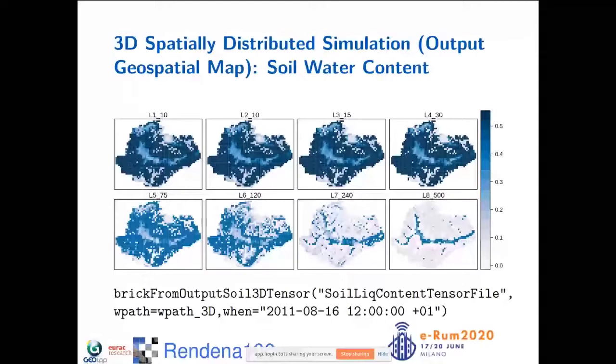And here, with a similar function, just calling the proper keyword, you can have the soil water content simulated by our model, the GEOtop model, at different depths for the entire area. We can have the first layer and then the deepest layer.